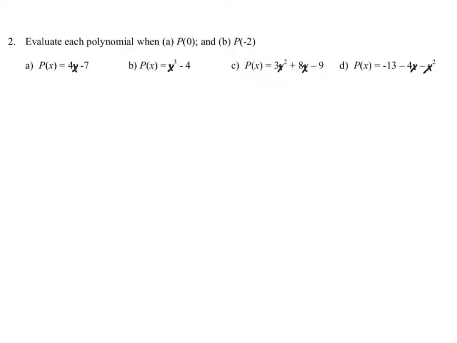We want to evaluate each polynomial for p of 0 and p of negative 2. Now if you're following along with the handout that's included with these videos, there was a mistake. The original polynomials were p of x equals 4y minus 7. Change those y's in all of those polynomials to an x.